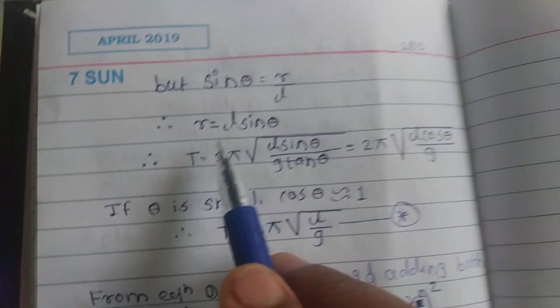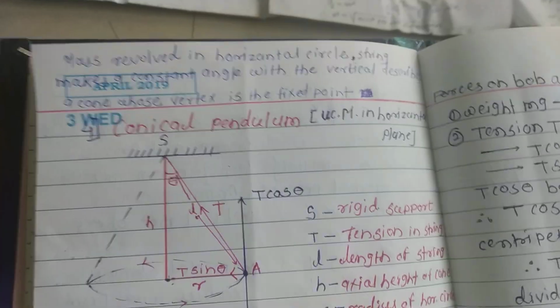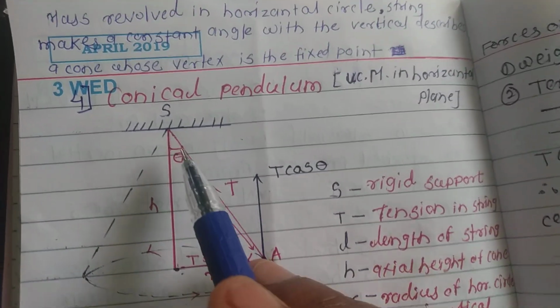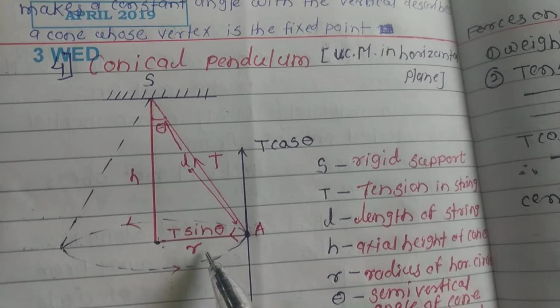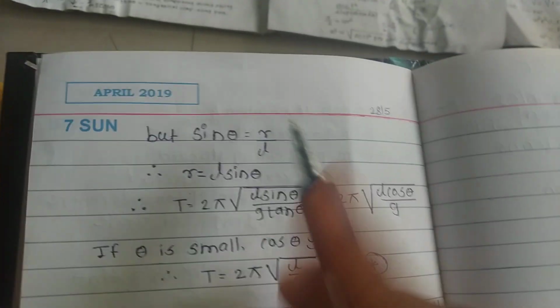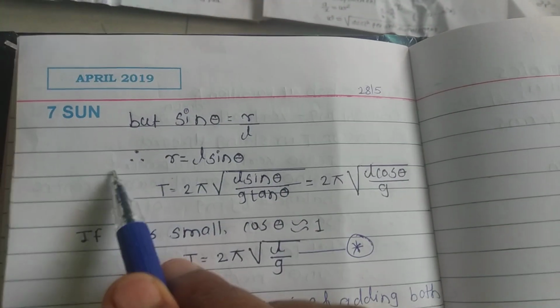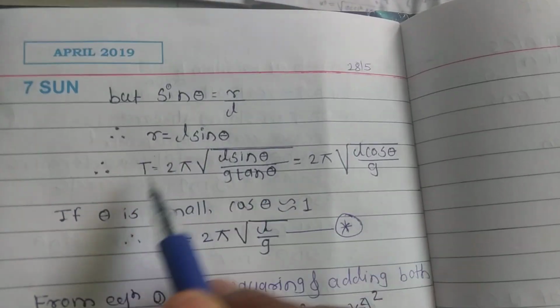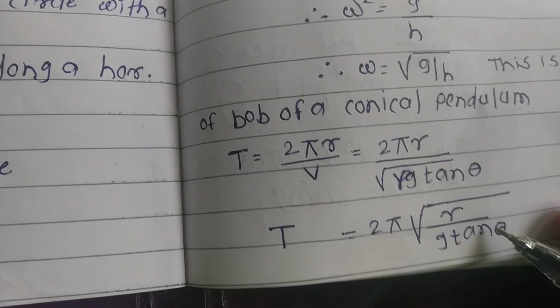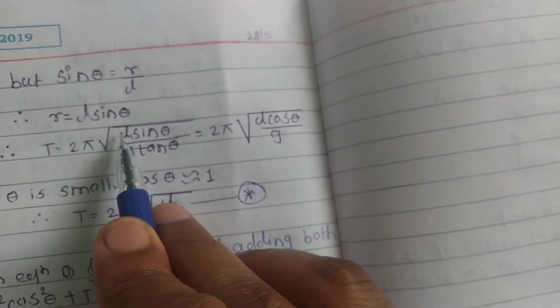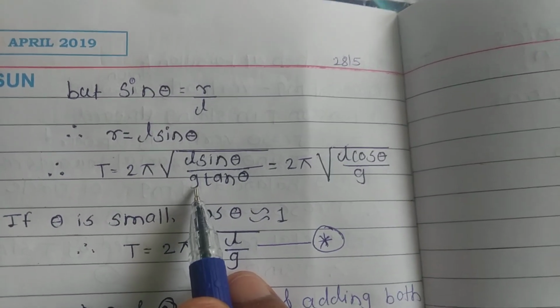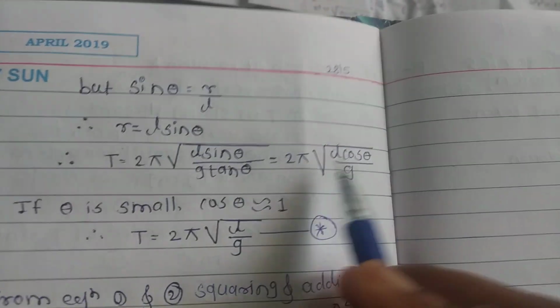Now from the diagram we are getting the value of sin theta. See, sin theta is equal to r upon l, where l is the length of the string and r is the radius. So from this equation sin theta is equal to r upon l, we get the value of r. Therefore r is equal to l sin theta. We put this value in the equation T is equal to 2 pi under root r upon g tan theta. So T is equal to 2 pi under root, instead of r, l sin theta divided by g tan theta.